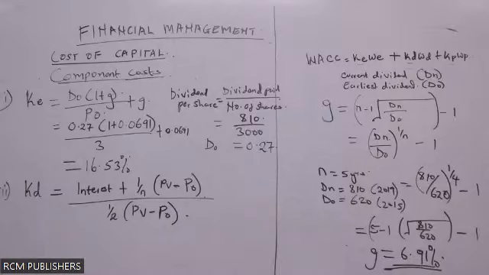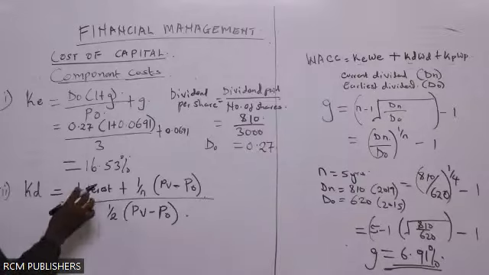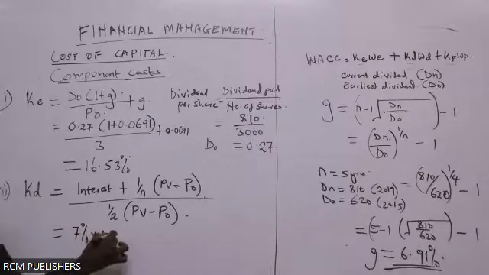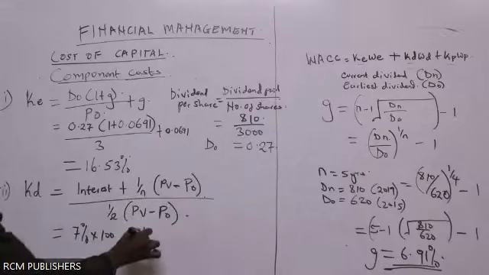So the par value we are given as 100. What about the interest? Interest will be 7% of 100. So this will be equal to 7 divided by 100 percent of 100. Of course, that will mean that, then I add 1 over n.